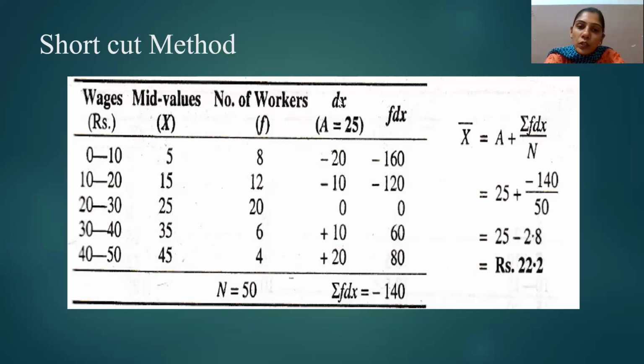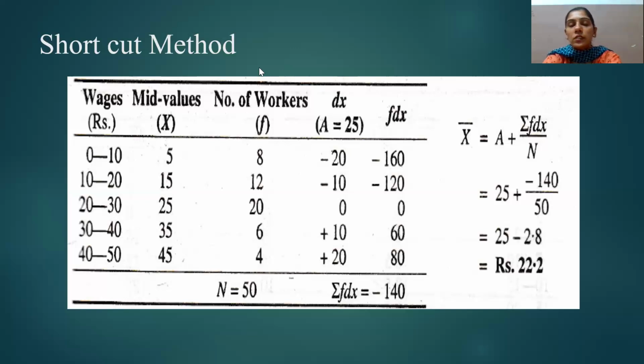To calculate the value of dx, we have to subtract the assumed mean from the value of x. This is how we get the value of dx. 5 minus 25, the answer is minus 20. 15 minus 25, the answer is minus 10. 25 minus 25, the answer is 0. 35 minus 25, the answer is plus 10. 45 minus 25, the answer is plus 20. This is how we get the value of dx.